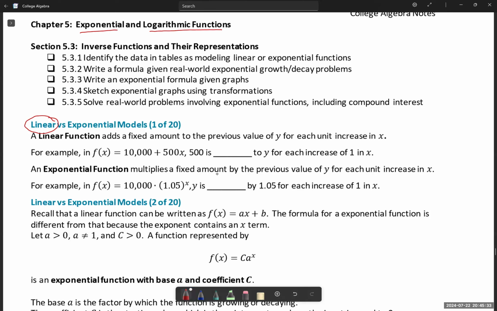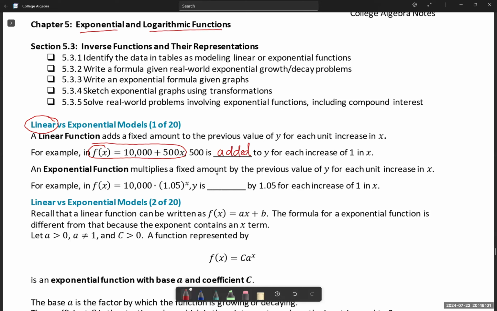A linear function adds a fixed amount to the previous value of y for each increase in x. So, for example, let's say we have this function, 10,000 plus 500 for every x. So 500 is added to the y for each increase of one in x.